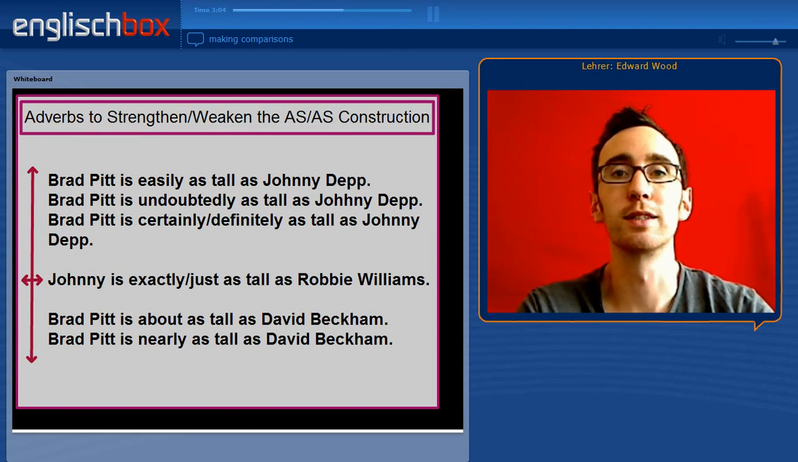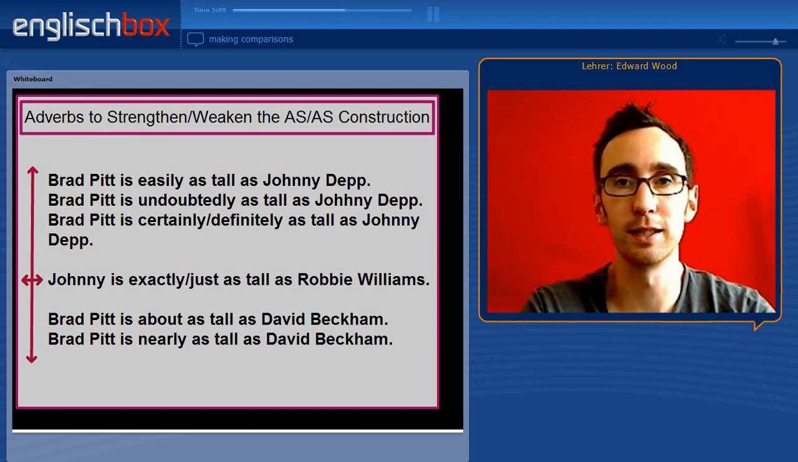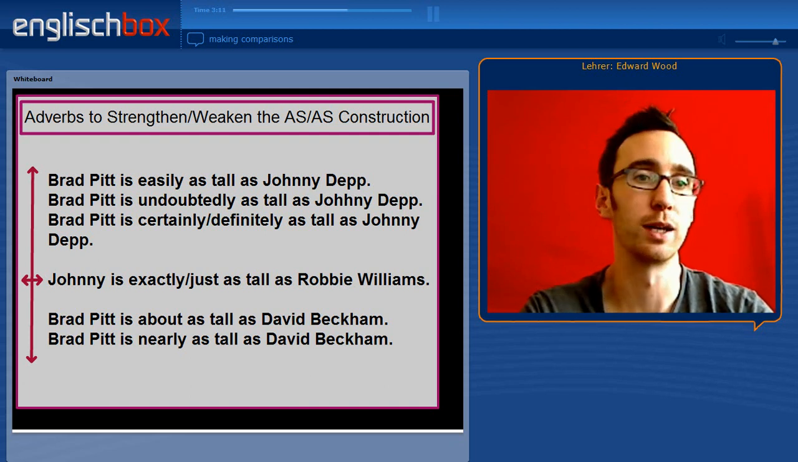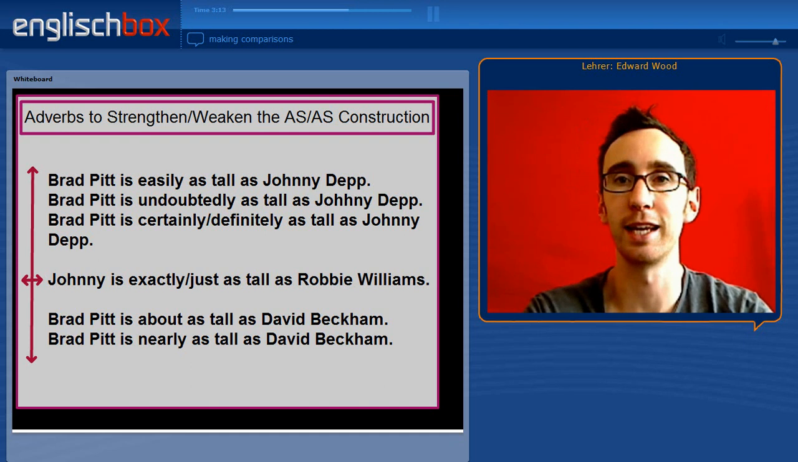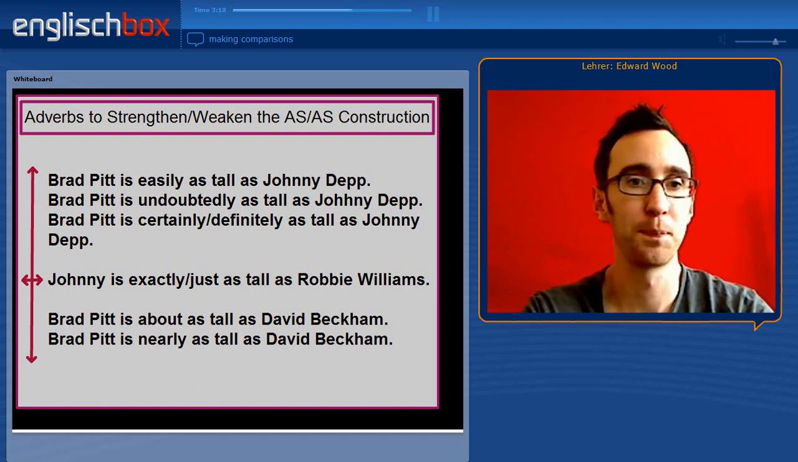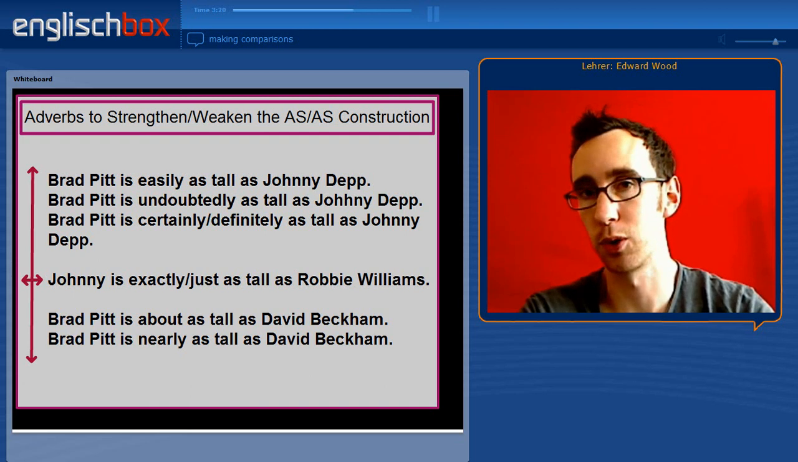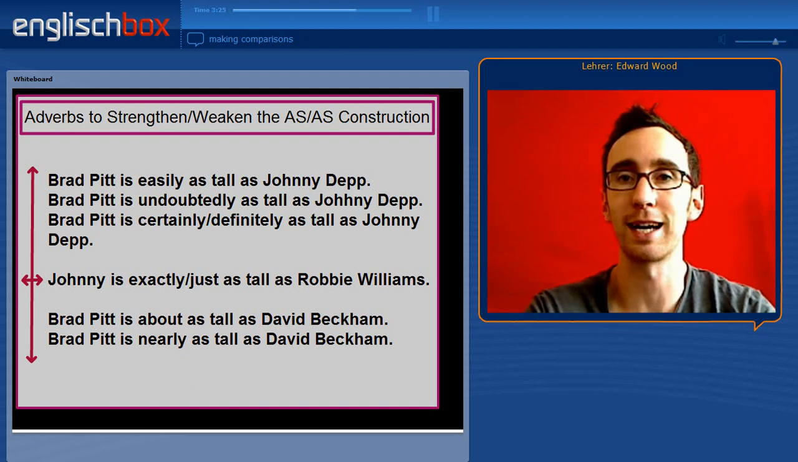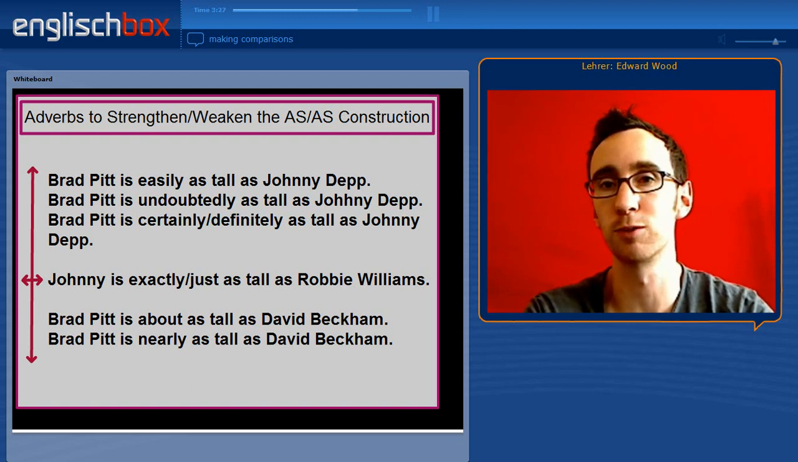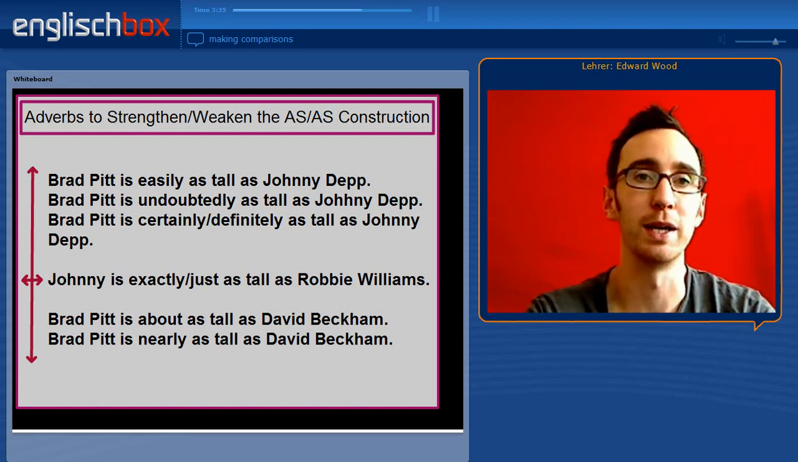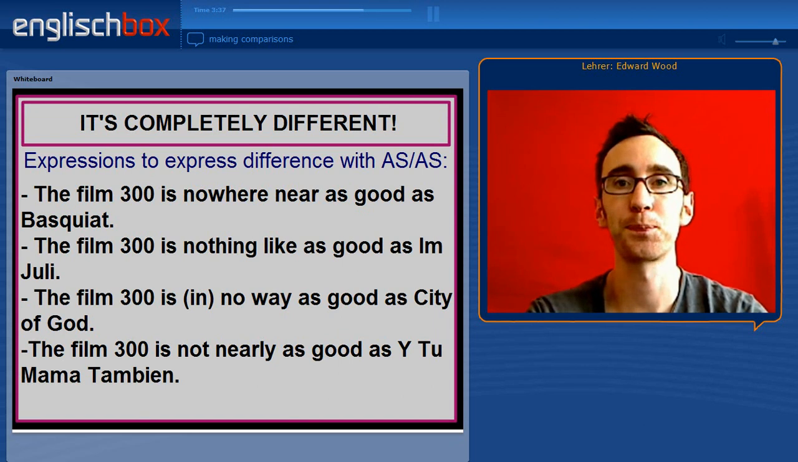We can also insert adverbs into these sentences in order to strengthen or weaken the sentence. For example, Brad Pitt is easily as tall as Johnny Depp. Brad Pitt is undoubtedly as tall as Johnny Depp. Brad Pitt is definitely as tall as Johnny Depp. If they're very, very similar or identical, Johnny is exactly or just as tall as Robbie Williams. And if they're close to one another, Brad Pitt is about as tall as David Beckham, or Brad Pitt is nearly as tall as David Beckham.